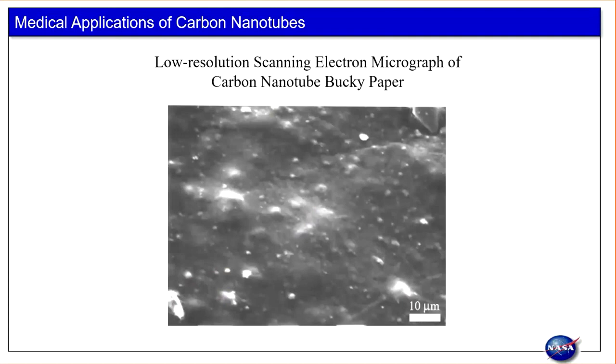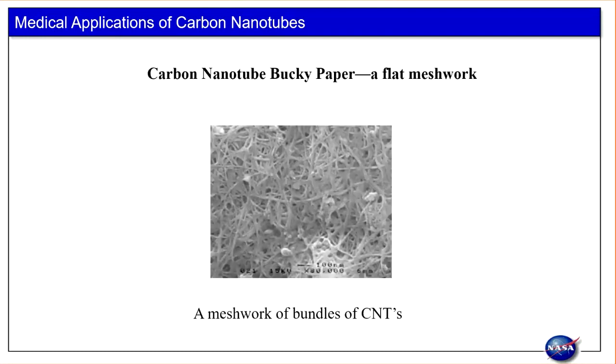So here's a low-resolution scanning electron microscope image of carbon nanotube bucket paper. It's a smooth surface at this relatively low resolution. But the next slide shows that this meshwork of carbon nanotube bucket paper is really a structure that has pores to it.